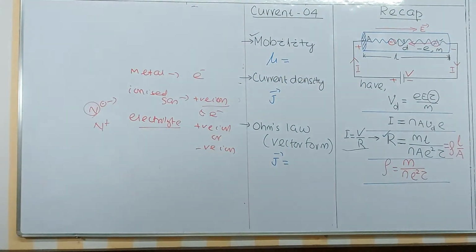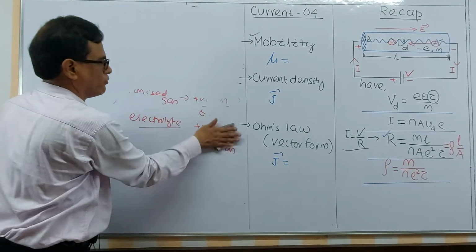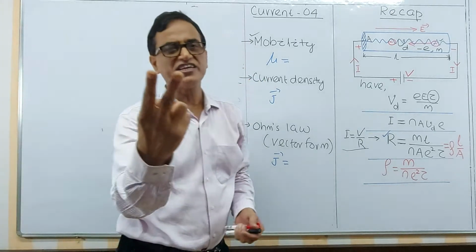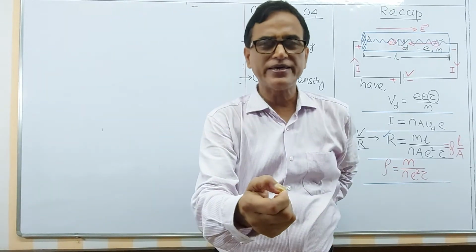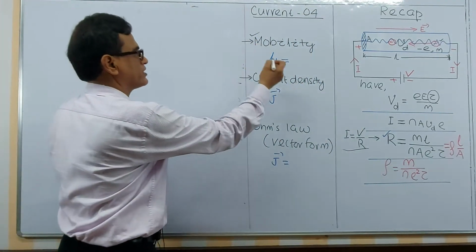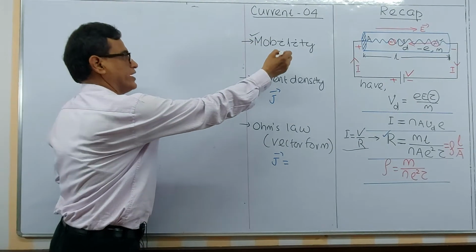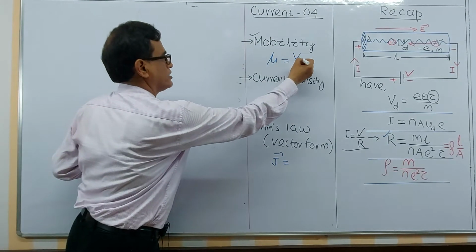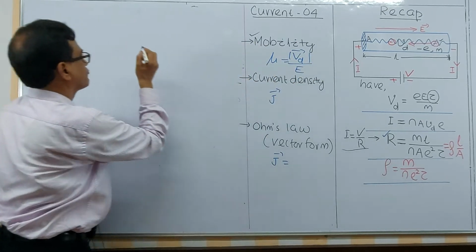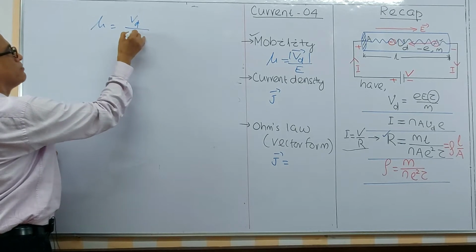Okay, so as per these conditions, we want to define what is mobility and on what factor the mobility depends. These are the questions. Mobility is defined, the simple definition, as the magnitude of drift velocity divided by electric field. Mu is equal to drift velocity by electric field.